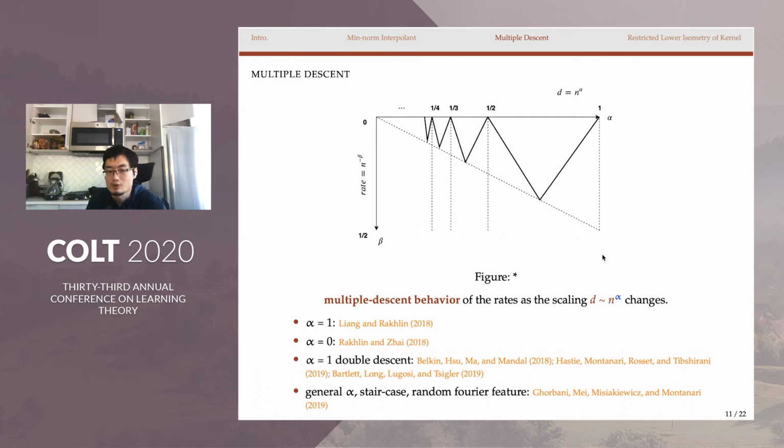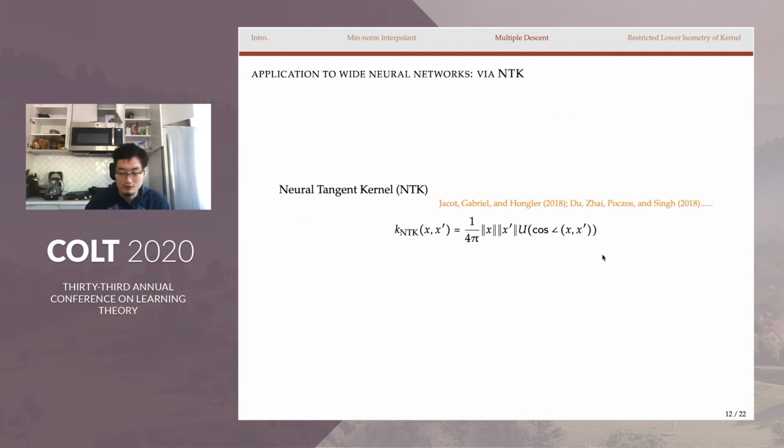Okay, so we have many related works: alpha equal to 1, alpha equal to 0, alpha equal to 1 W10, alpha random trivial feature. We believe there's definitely something going on now that there are so many papers on this. Okay, so far this is for kernel methods. What about the other methods?